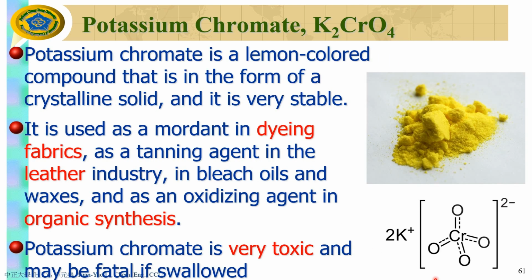So why do we want to do this? What's potassium chromate? Potassium chromate is a kind of dye. You know, it's kind of yellow color. So if your clothes need yellow color, you use this potassium chromate. So it's used as a mordant in dyeing fabrics, as a tanning agent in the leather industry. There are many applications. Or you can use these kinds of oxidation agents in organic synthesis.